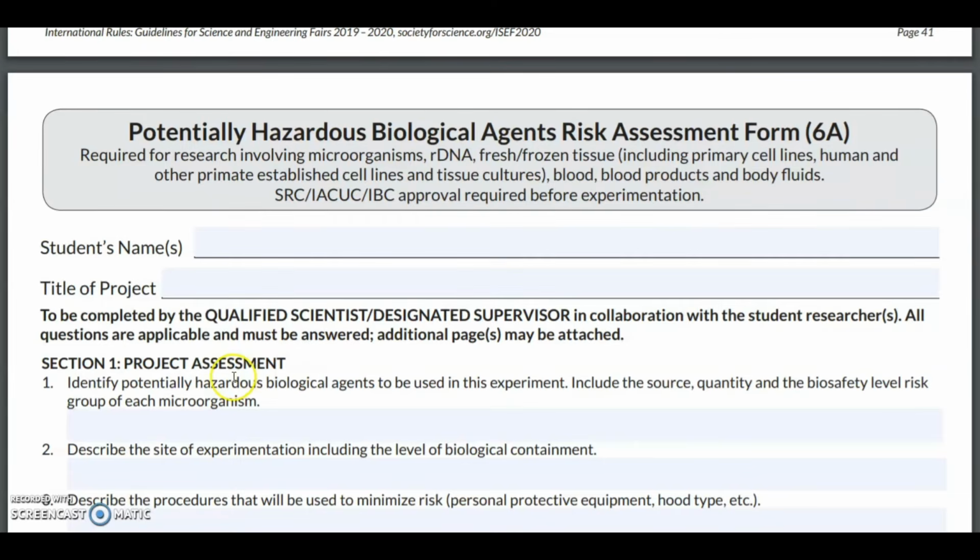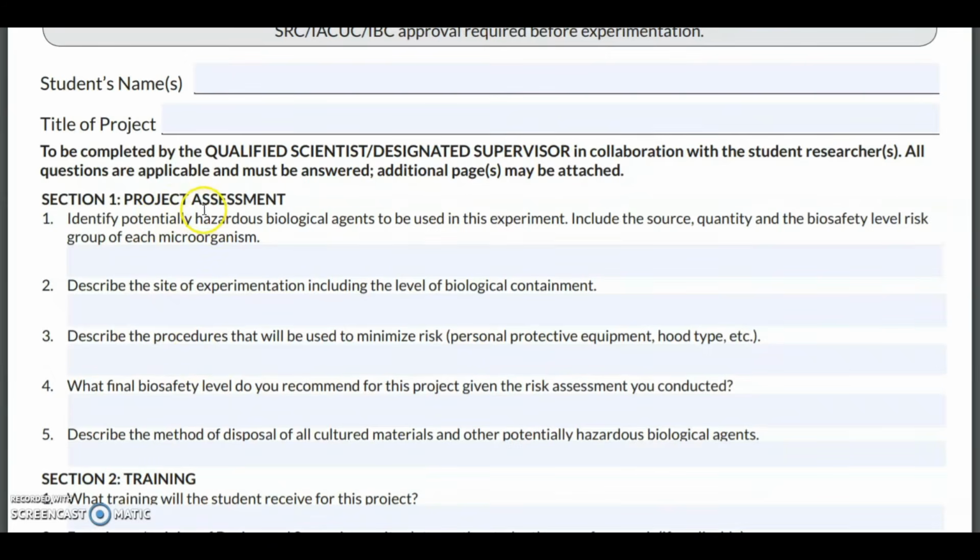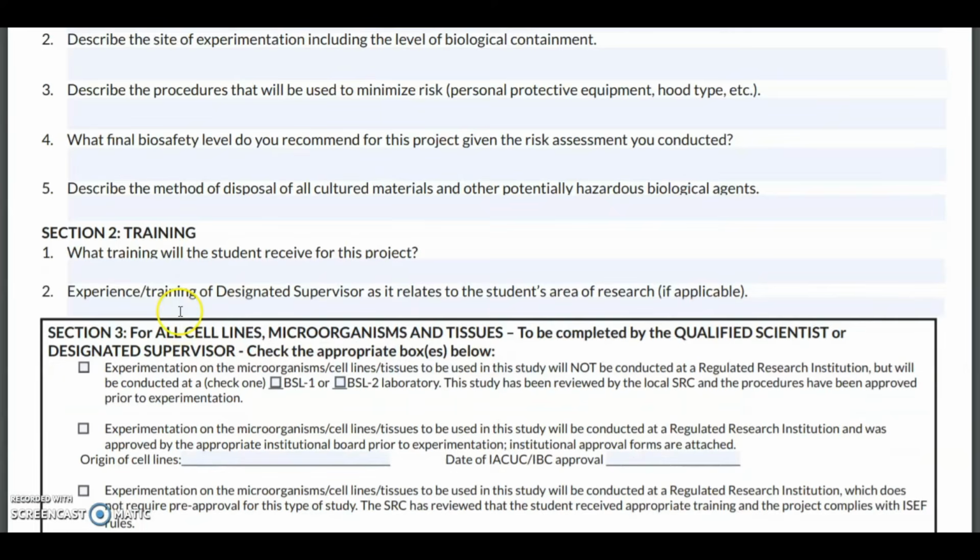This form is divided into 4 sections. Section 1 is for the project assessment. There are 5 questions here that should be completed and answered by the qualified scientist.